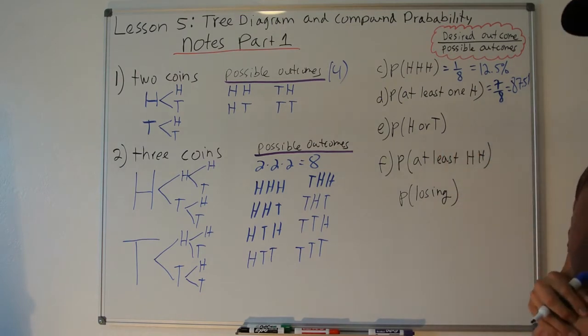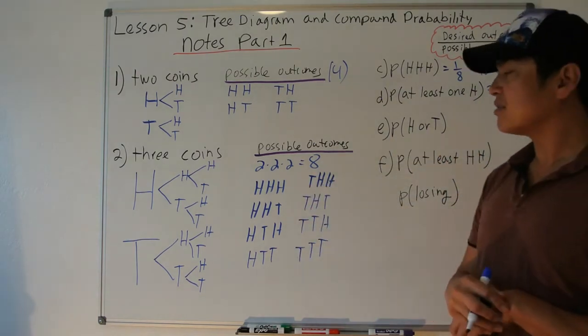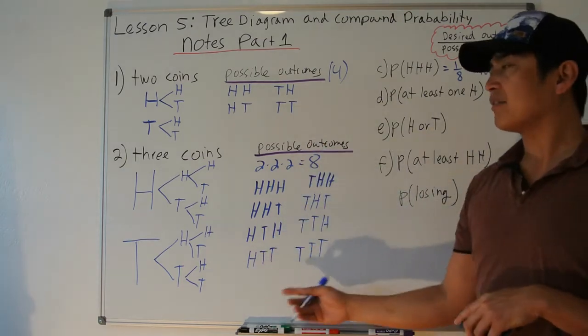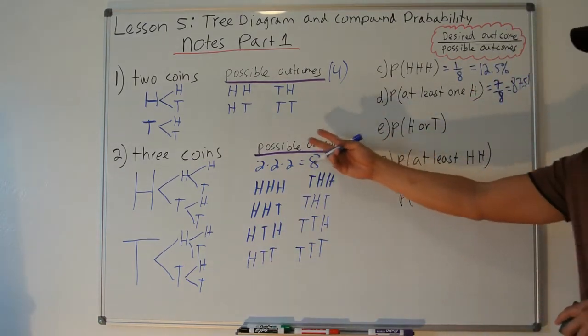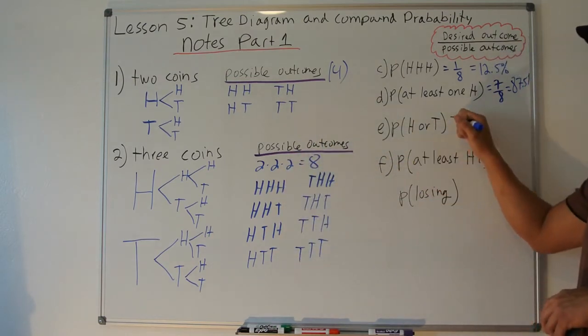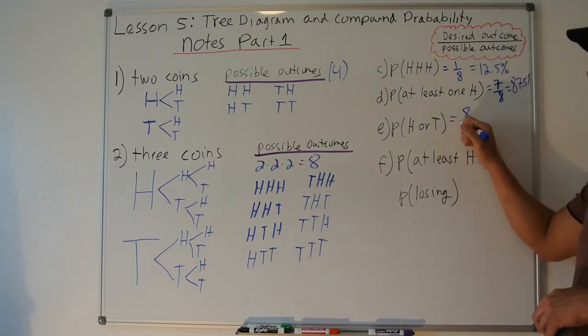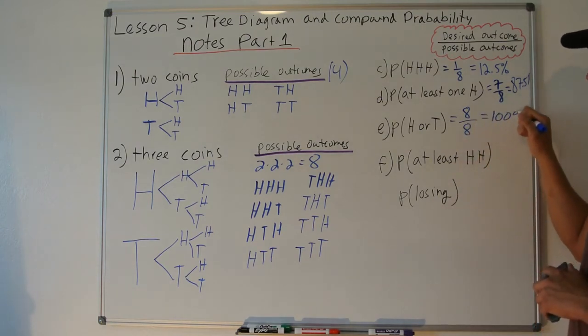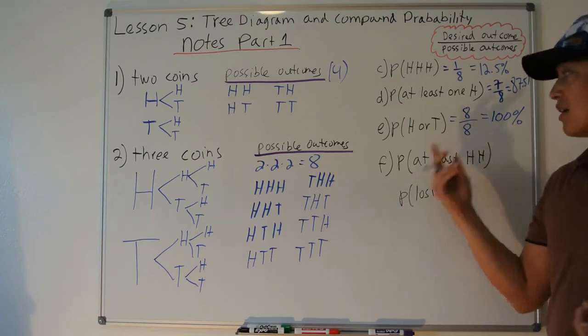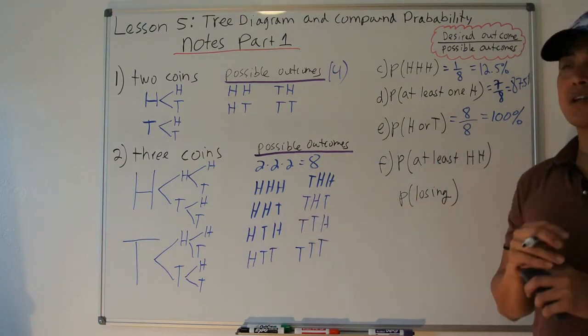Okay, heads or tails. So as long as you get heads or tails, you go, wait a second, they all have heads or tails. You're right. This is a trick question. So it looks like all of them have it. The chance of you winning is 8 out of 8, meaning 100%. Again, it's a trick question. You're always going to get heads or tails.